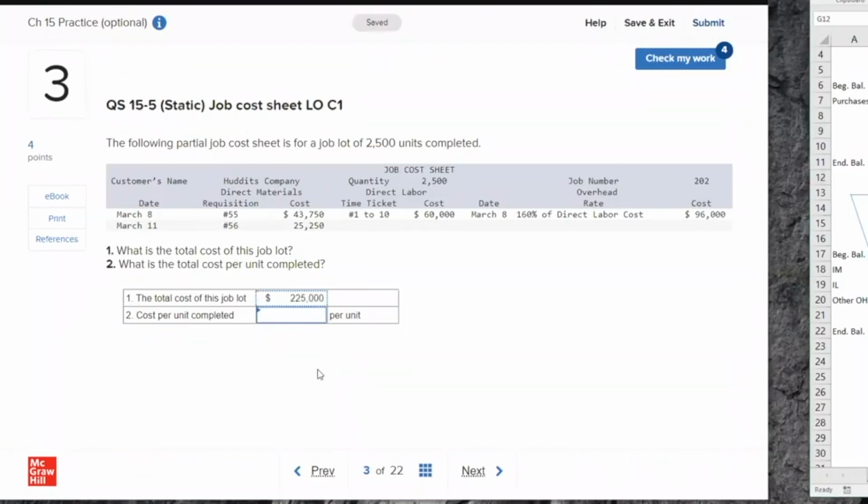Pretty easy. Cost per unit. Well, I guess we just divide by the number of units, right? 2,500 units, at $90 per unit. This is good info. These things cost us $90 a piece to make. Now we're not going to charge them $90; we're going to mark it up, charge them more. But it'd be nice to be able to tell the customer these things cost us $90 a piece to make. Good information there.